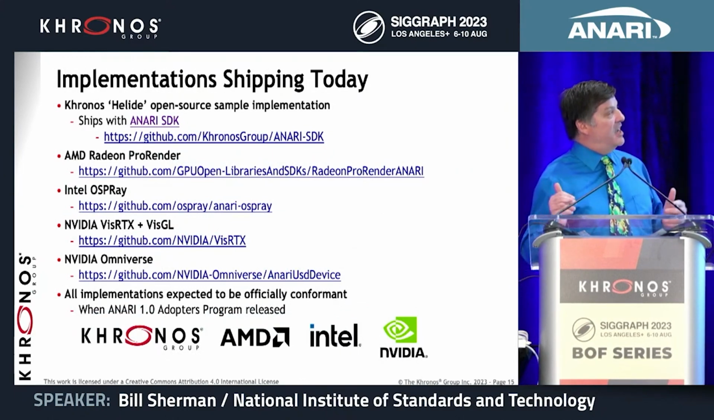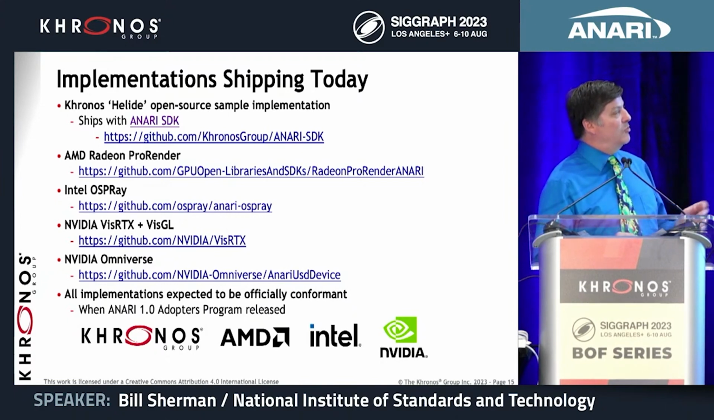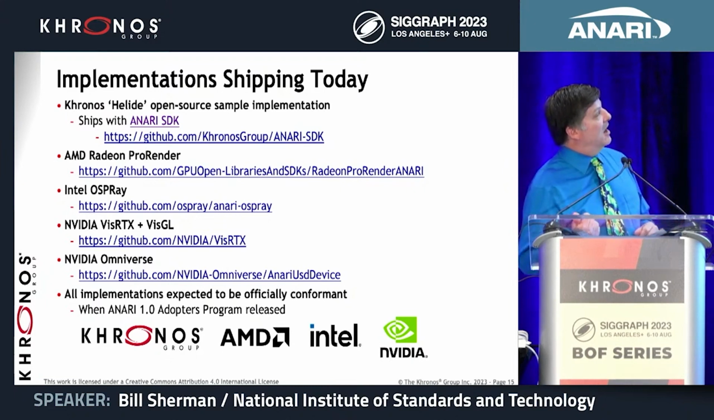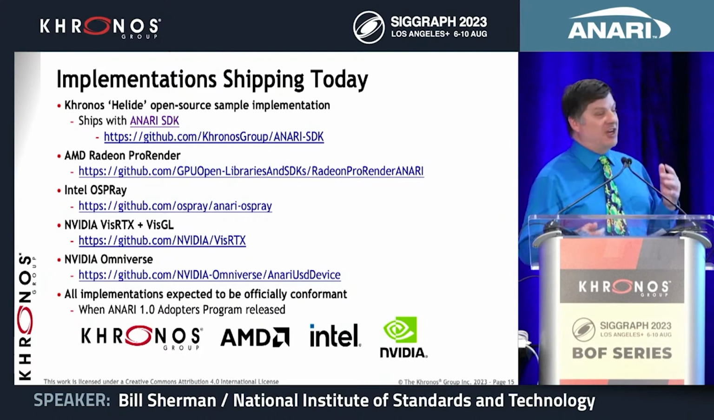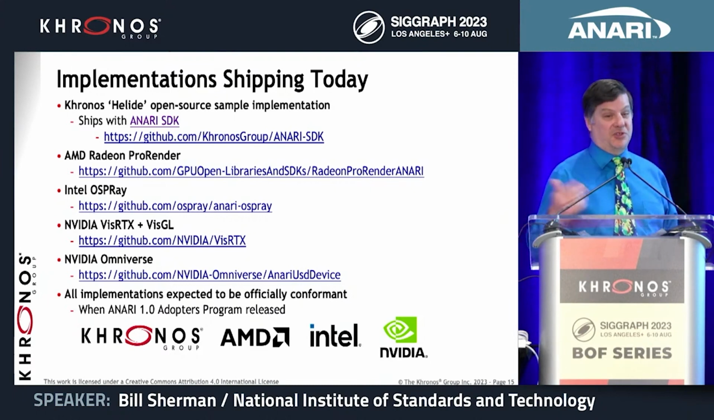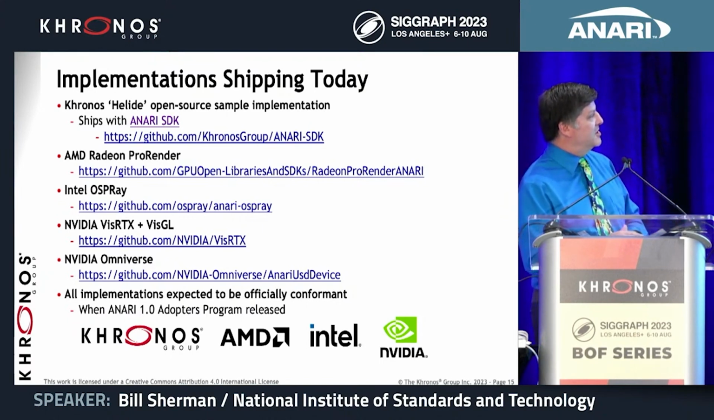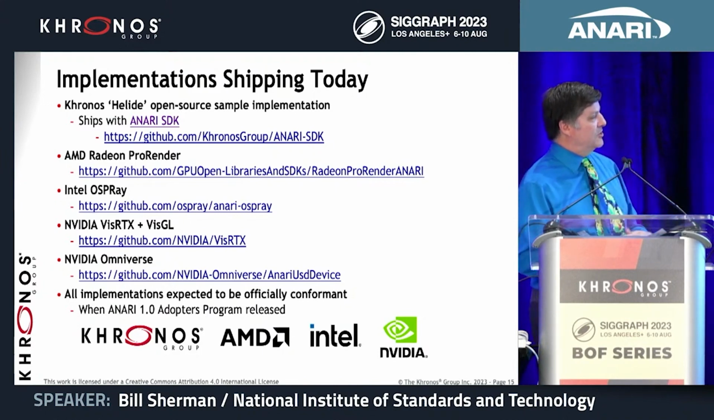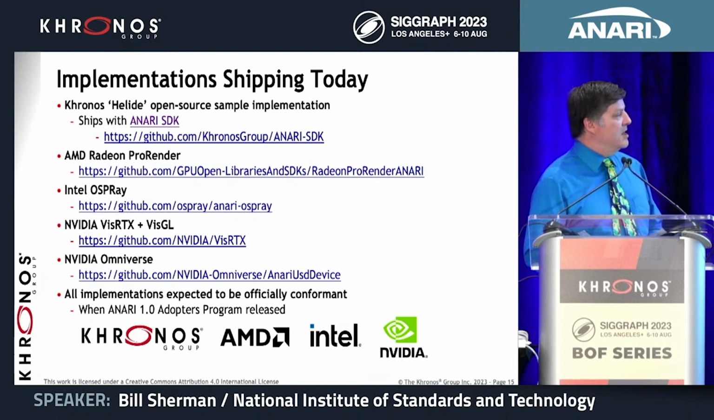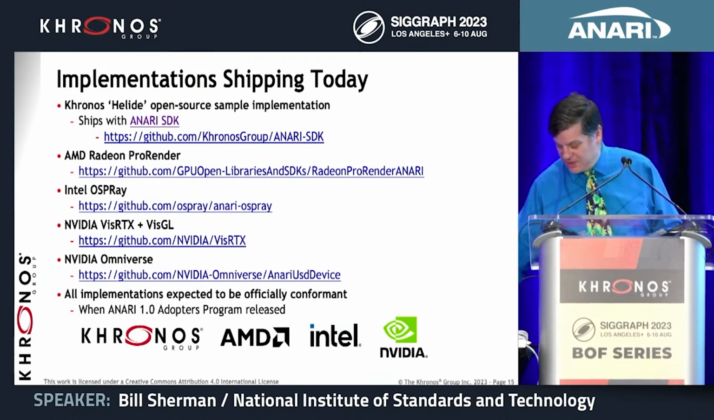So, as I said, you can get it today. There's an Anari SDK, which is, again, not the official product, but exists and has all the samples, has the library, has the HELIDE open source example rendering library. And then, as I mentioned, you have to go to other people's GitHub repositories or wherever they have it to get the AMD Radeon Pro Render, or the Intel Osprey, or the NVIDIA RTX, Viz RTX, or the Omniverse implementation, the USD Omniverse implementation. And so these will all be conformant, officially conformant, once the spec is approved.